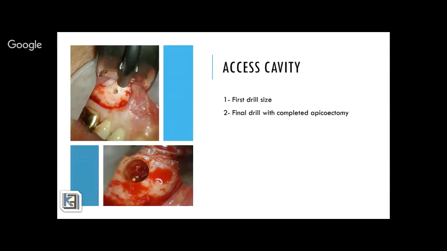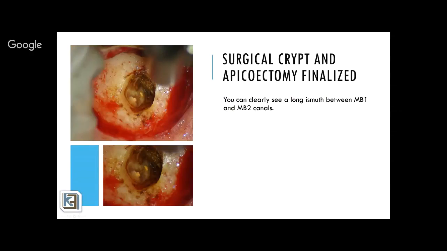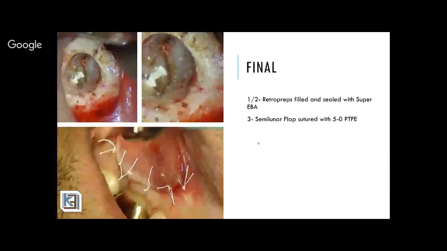So this is after I enlarged it just a little bit, not much, maybe 0.2, 0.3 millimeters to about a 5 millimeter crypt. You can see both canals after the resection, and you can see that white line in between. That's the isthmus in between, and this is at higher magnification. And then retro prep and retrofilled.